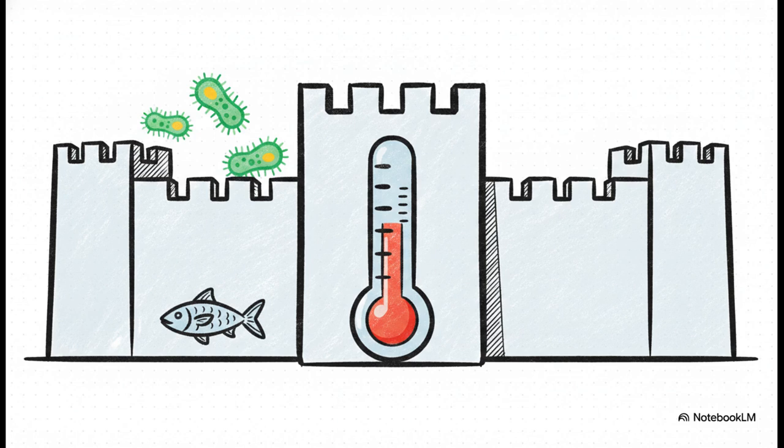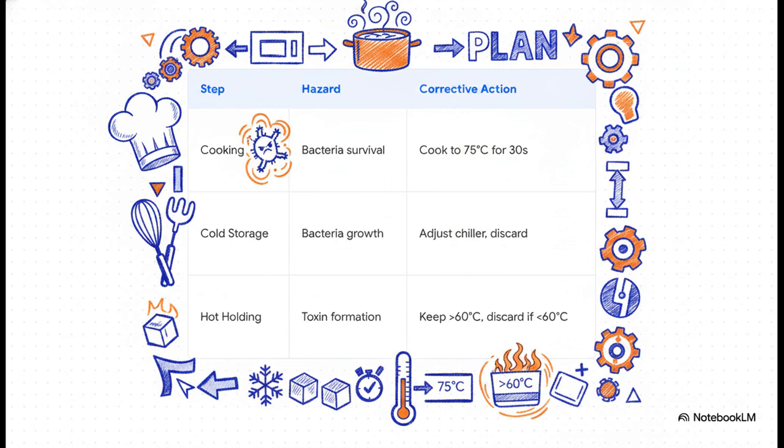To fight it, we don't just tell the staff, "Hey, keep it cold." We set a strict, measurable control limit, like keeping cold storage strictly at 4 degrees Celsius or below, period. It leaves absolutely zero room for guesswork. And here is what that methodology looks like in action.